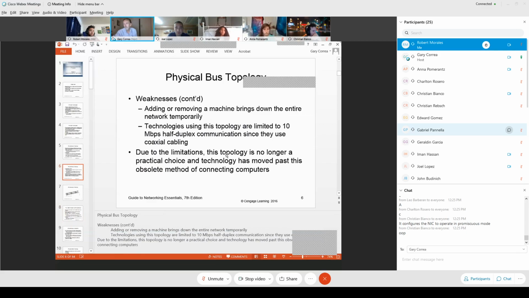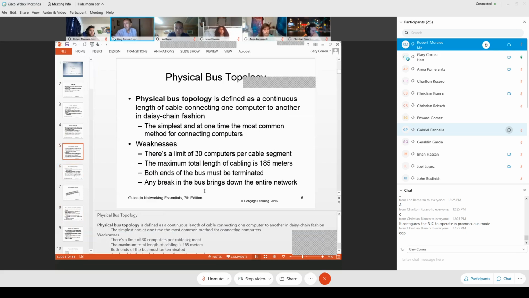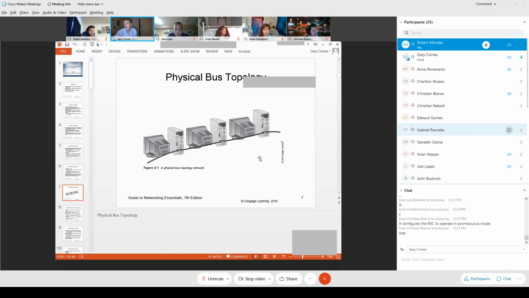Let's go back a couple slides. It said here, any break in the bus brings down the entire network. Well, let me try to show you something. There's a bus. It doesn't show it, but the ends would be terminated. Now, what would happen is if I broke the middle of the bus, the ends are still terminated. But if I make a break in the middle, these two ends are now not terminated.